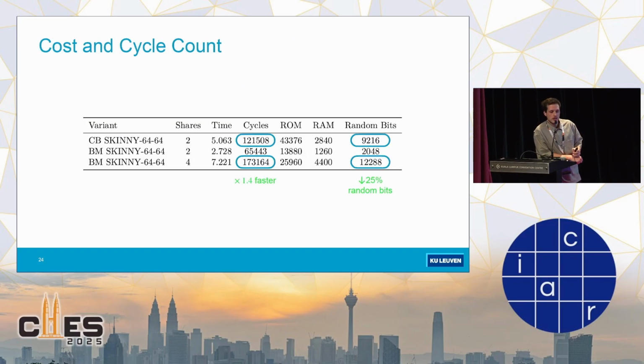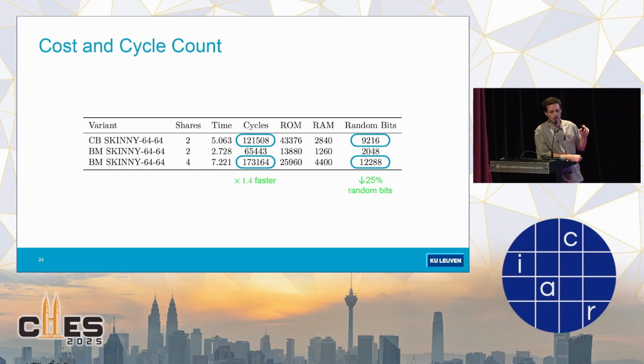We check the cost and cycle count. So basically what we wanted to evaluate is our code-based implementation for 2 shares compared with Boolean masking of Skinny. So we compare with 2-share Boolean masking Skinny, which is first order secure, and then a Boolean masking of Skinny with 4 shares, so with the same level of security as ours.